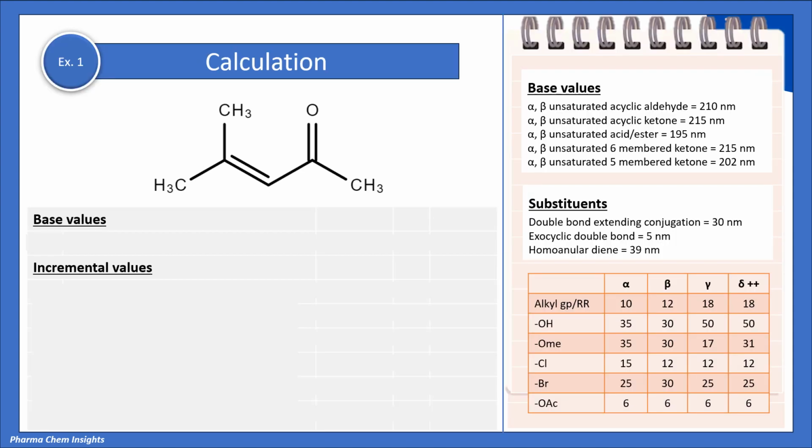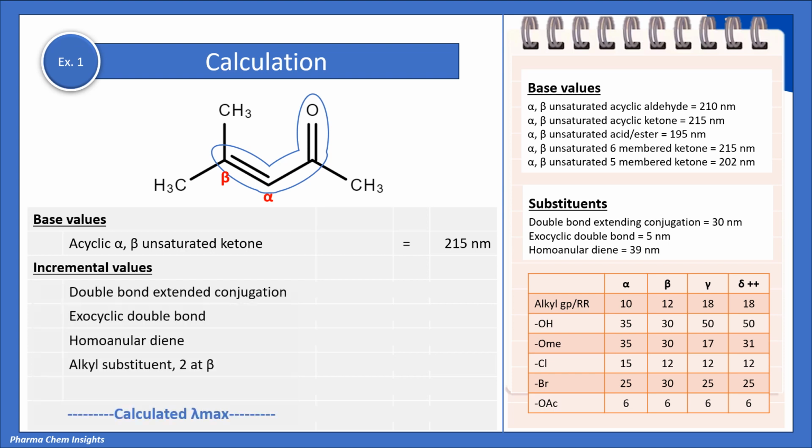Example 1. Here we have kept base values and the incremental values for the substituent ready on the right hand side of our slide. So let's start with the first example. Here, for our convenience, we are naming the carbons which are next to the carbonyl. And we have structure alpha beta unsaturated carbonyl ketone and the base value for that is 215 nanometer. Let us go to identify the increments.